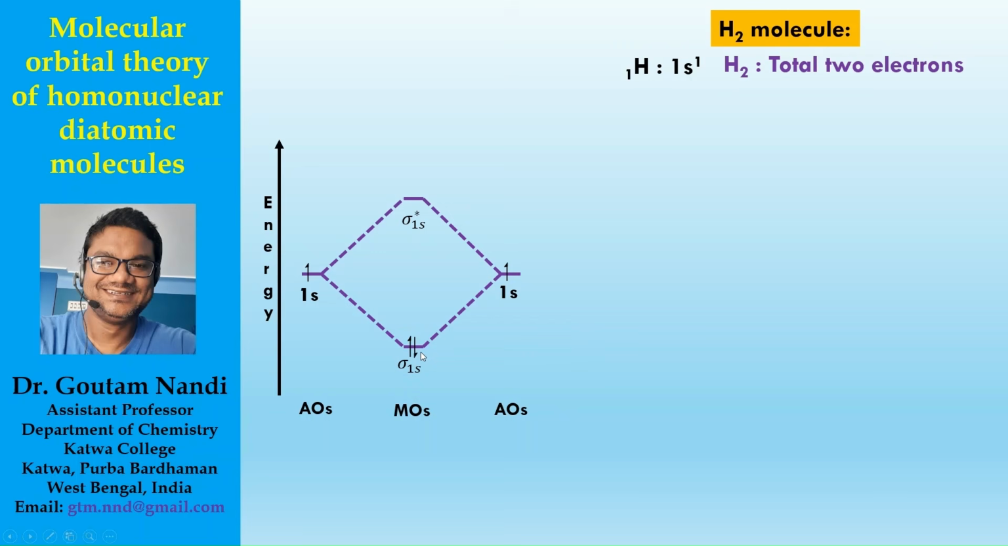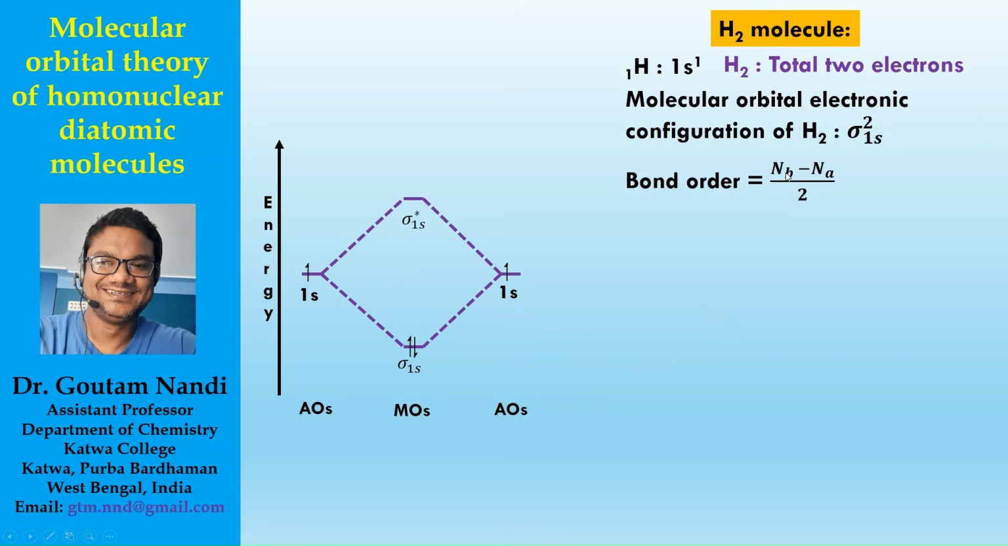So this sigma 1s orbital will contain the 2 electrons and there will be no electron in the sigma star 1s orbital. So if we want to write the electronic configuration, then it will be sigma 1s2. If we want to calculate the bond order for the H2 molecule, then Nb will be 2, because the bonding molecular orbital contains 2 electrons, and Na will be 0. So this will give bond order 1. And we already know this because when we write the H2 molecule, we give one single bond between the two hydrogen atoms. Right?